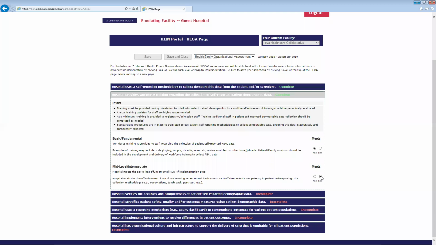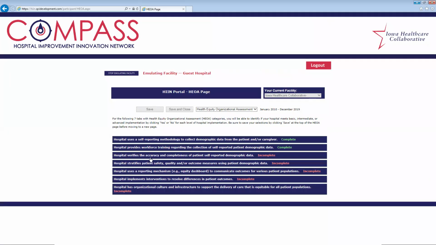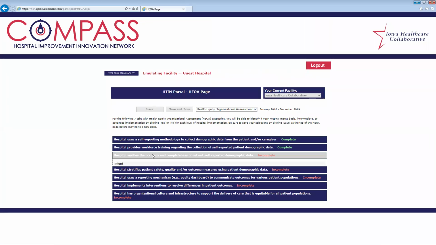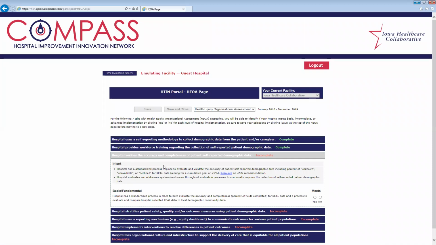So it would be no, and you see that it doesn't go to the next level, which is the advanced level, and it shows complete. So it will always show complete at the highest level by which you have answered. So once that's complete, then you can close that. And this will follow the same process through each of these. So you would be verifying the accuracy and completeness of patient self-reported demographic data.